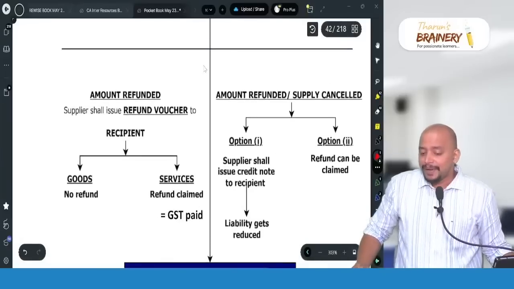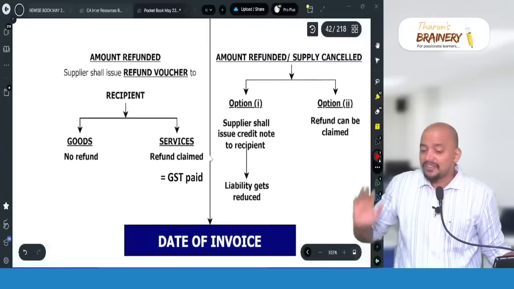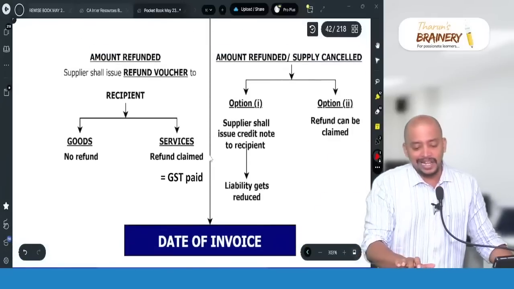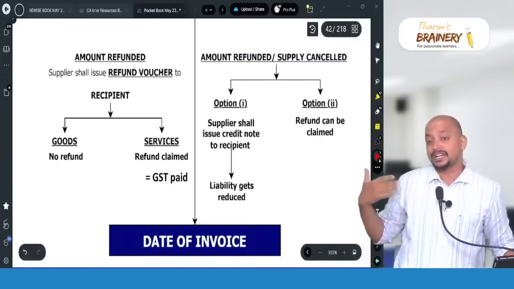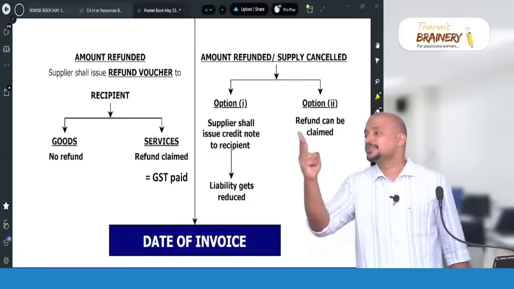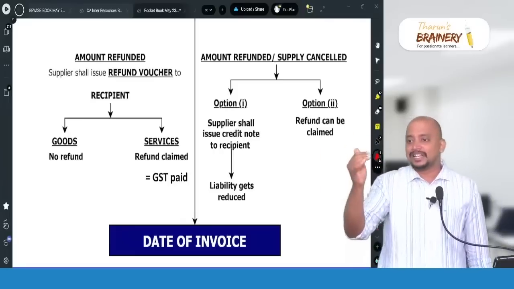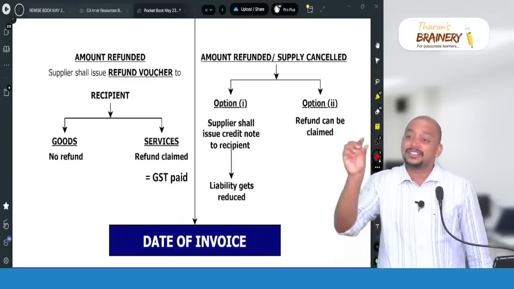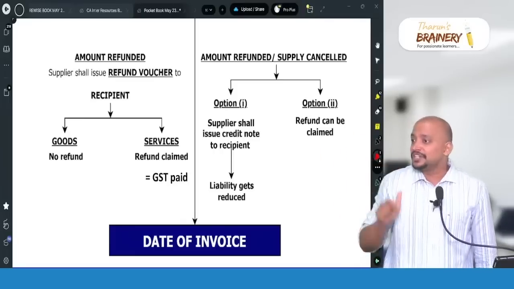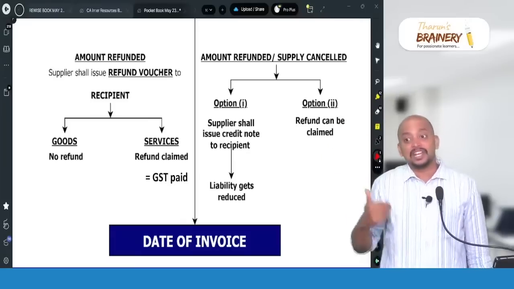Suppose the invoice is prepared, and thereafter the amount is refunded. Then what will happen? If the amount is refunded after preparing the invoice, two options are there. Either give a credit note. If you give a credit note, the liability automatically gets reduced. But a credit note has a time limit, so within that time limit we need to give it. What if we cross that time limit? We cannot give a credit note.